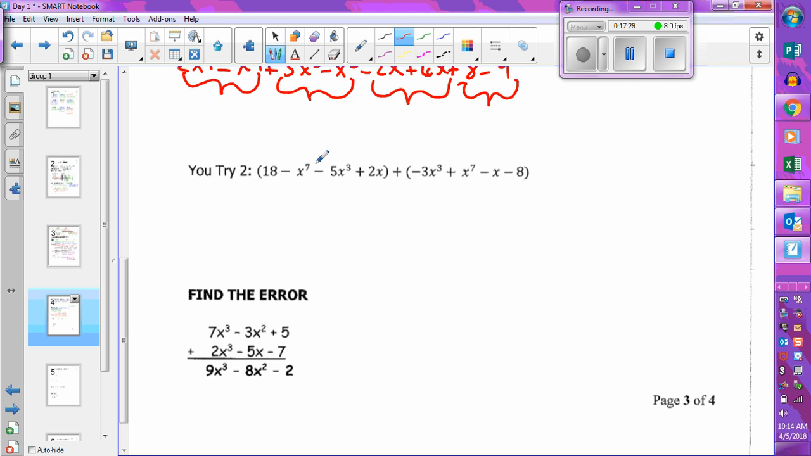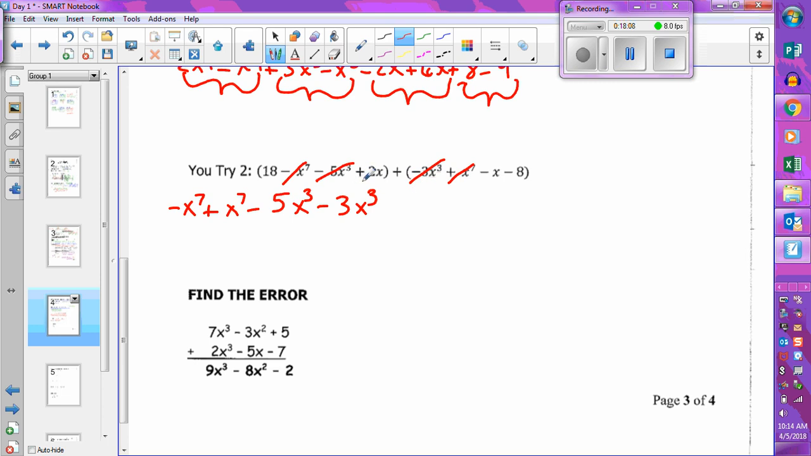So I see my highest degree here is a 7, and I have 2 7s, and I have 3s, and then I just have x's. Okay, so I'm going to put a negative x to the 7th degree, so I use that, plus x to the 7th degree, I use that. My next highest degree is going to be 3, so I have a negative 5x to the 3rd degree, and then I also have a negative 3x to the 3rd degree. I'm going to cross those out.